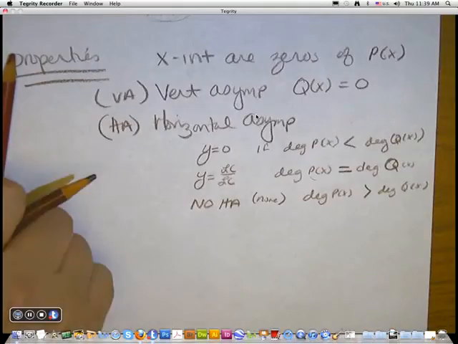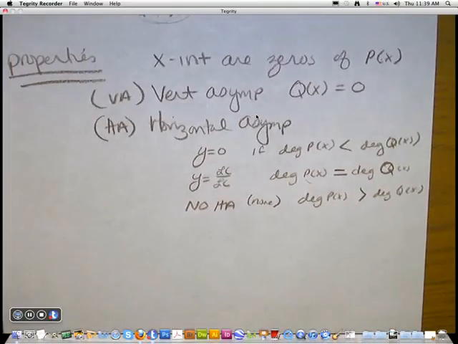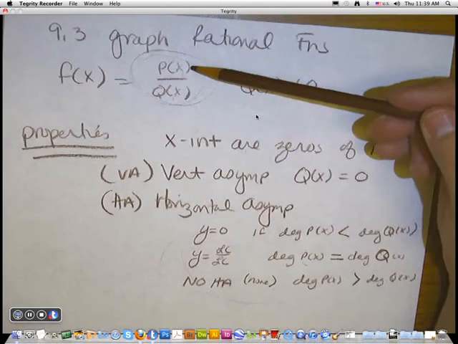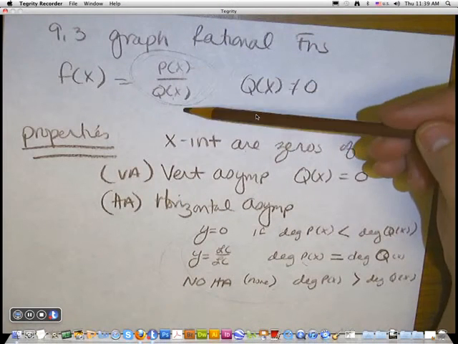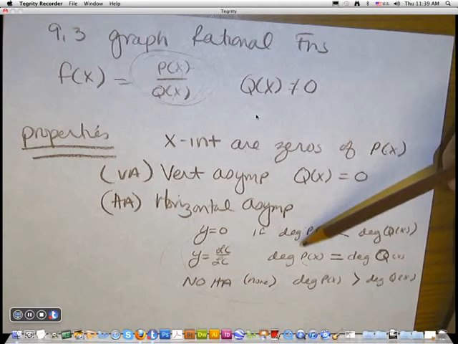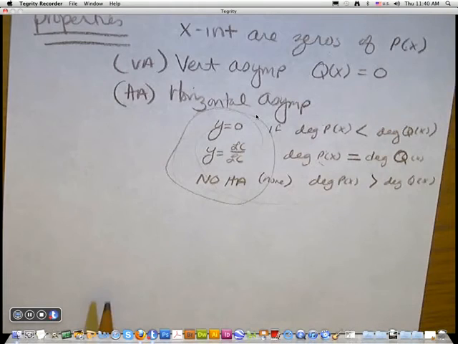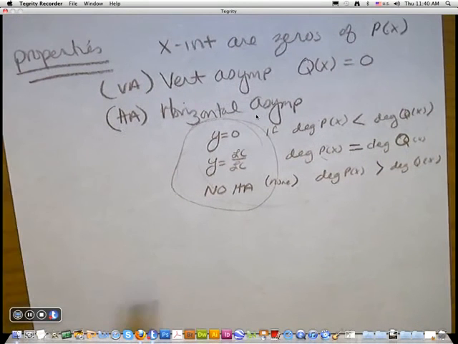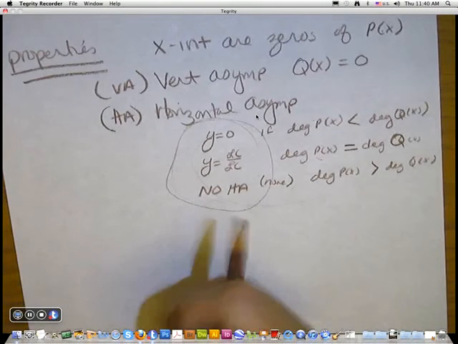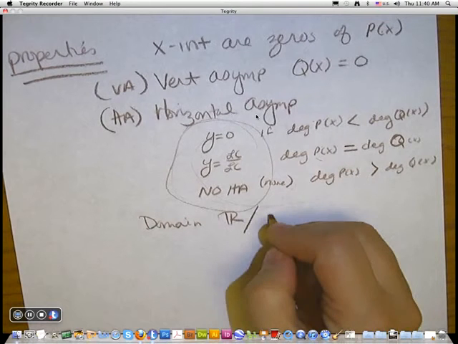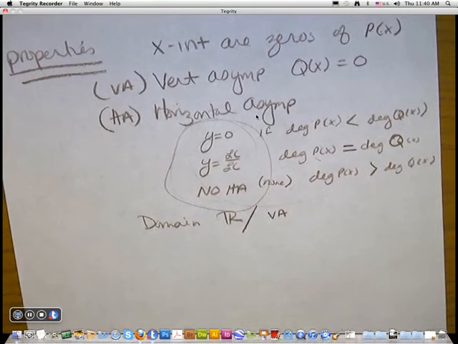So the properties of this are you can get x-intercepts, vertical asymptotes, and horizontal asymptotes. However, horizontal asymptotes have some variations, and you need to be able to tell the degree, meaning the highest exponent of the numerator versus the highest exponent of the denominator. The numerator's is either less, equal, or greater. That gives you those 3 options of a horizontal asymptote. The domain is all reals except whatever we got for the vertical asymptote.